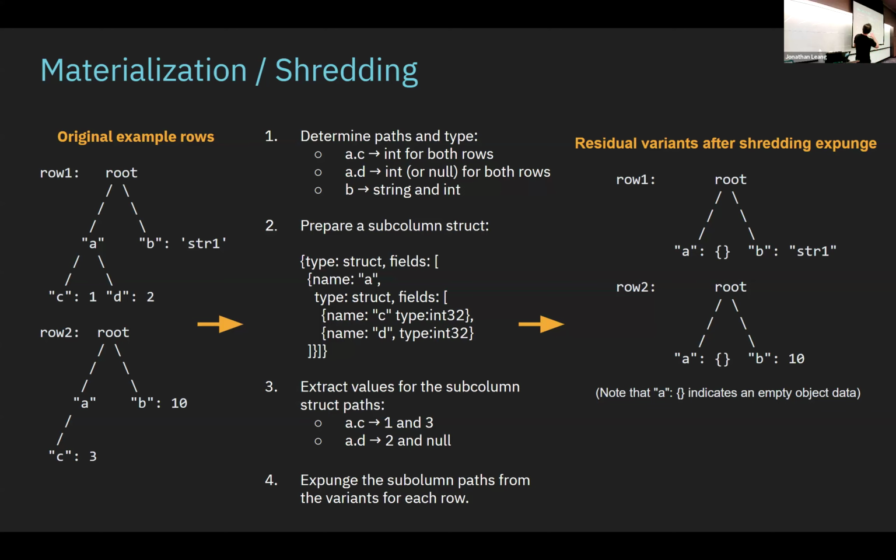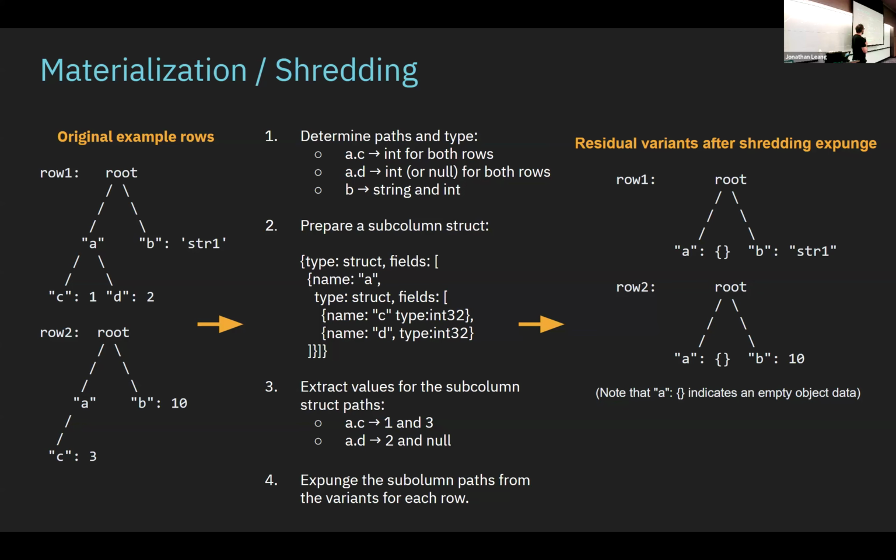Anyway, there's going to be some metadata around this as well that will go into Iceberg, because you have to describe what the paths are that you are subcolumnarizing, and you need a way to say which paths have been pulled out into separate columns and which haven't. That portion will go into the metadata.